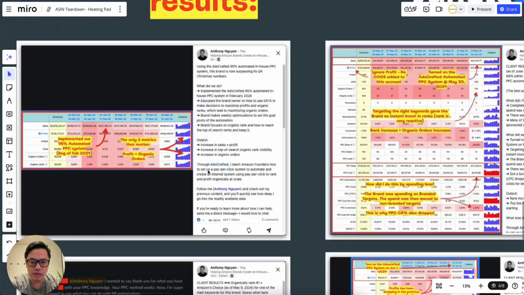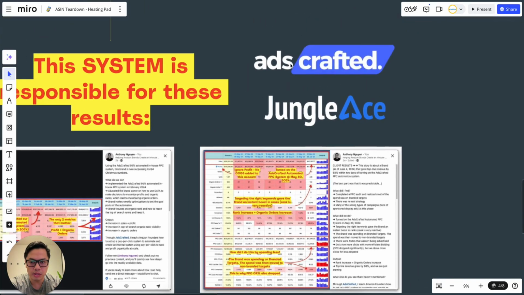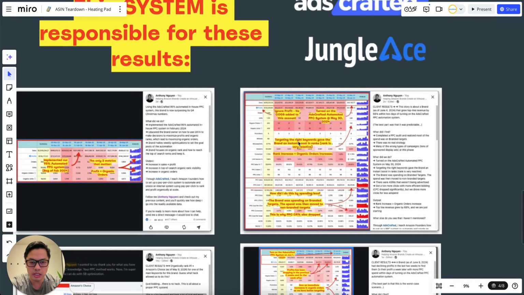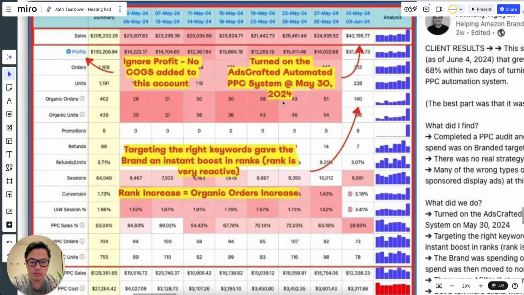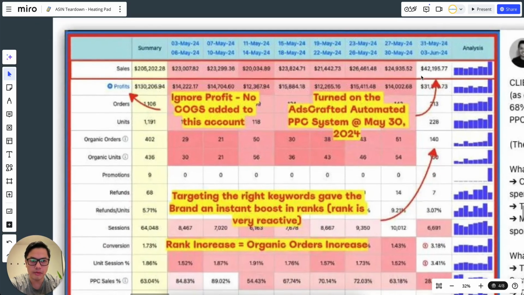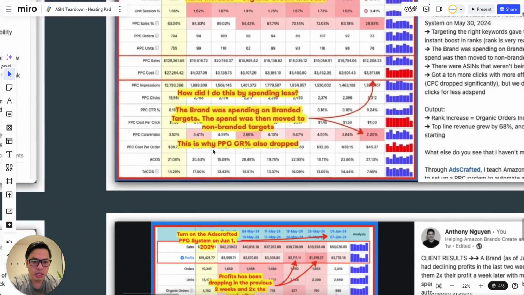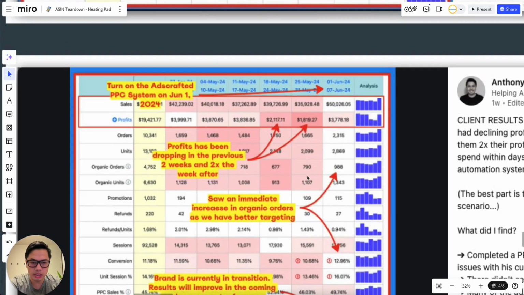So this is the reason why, now that we revisit some of these results using AdsCrafted and Jungle Ace, they all share very similar trends. Organic rank, because we put a focus on organic rank. We understand where we're going to rank, so we put money towards it, and we see improvement on the organic rank side. When that happens, it solves everything. We get more visibility, more sales, more profit, and TACOS will naturally fall, as we can see down here. And the story is generally the same.